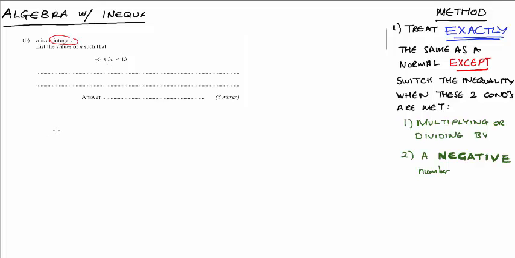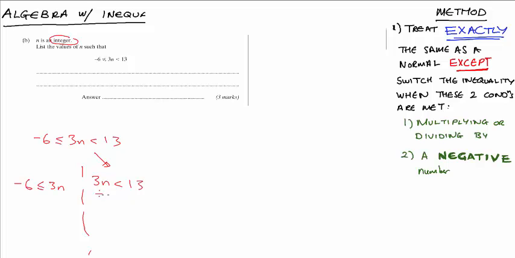So with this one, you've got to understand this isn't just your normal inequality. This is two inequalities at once. If you don't understand how to do this, go to my intro. When someone writes this, it's actually dealing with two inequalities: 3n less than 13 and minus 6 less than 3n. So you solve each of these separately.